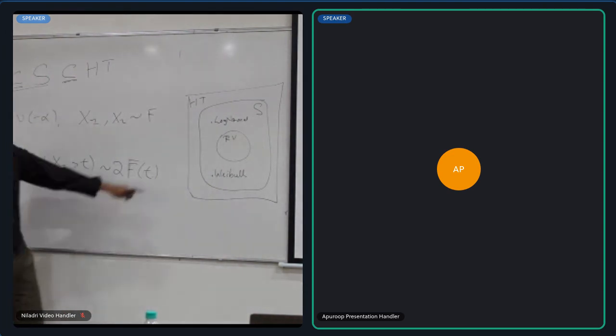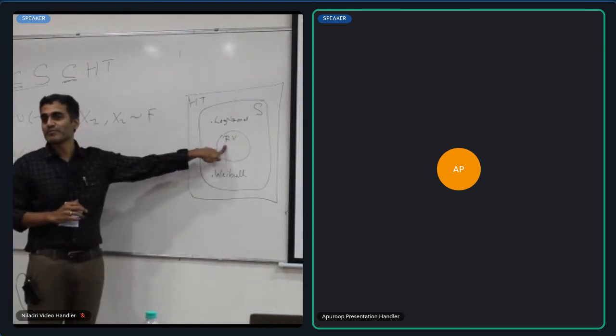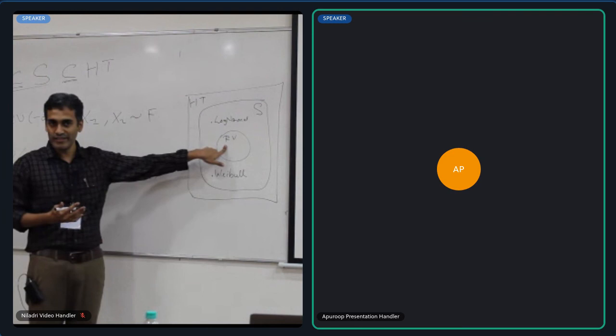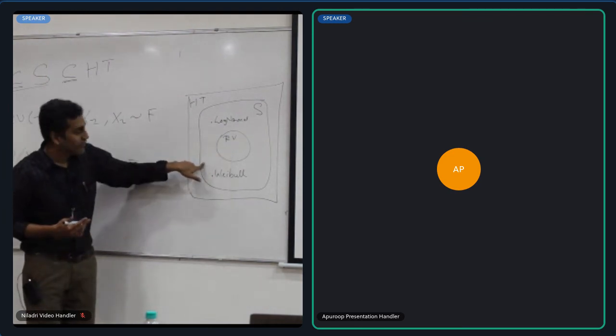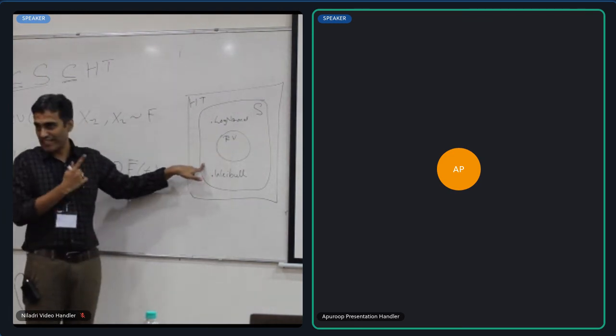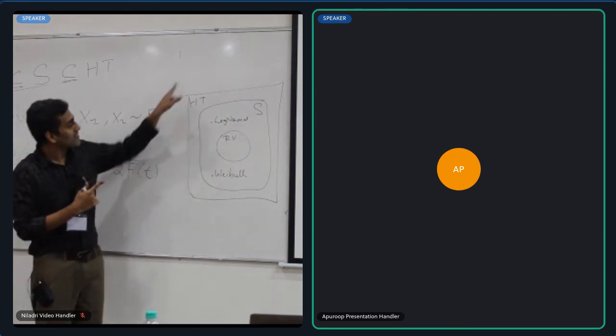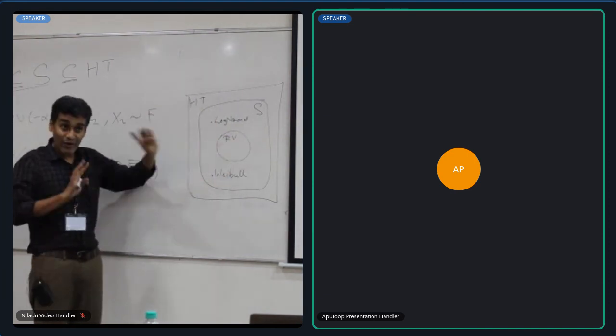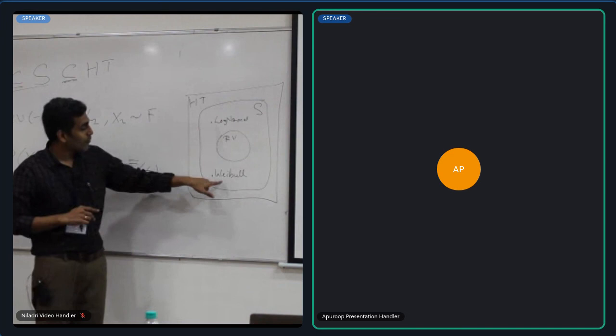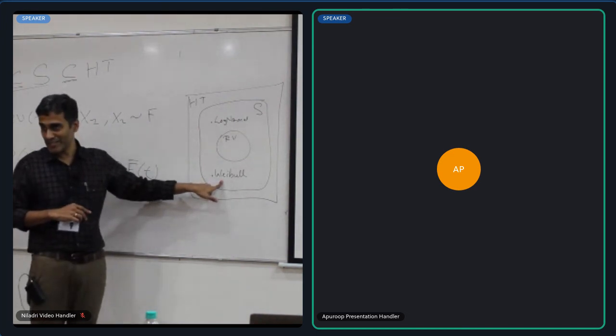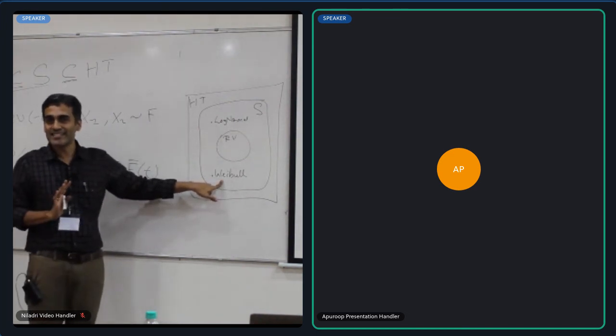Okay, so this inner class satisfies the property of asymptotic scale invariance. This outer class satisfies this catastrophe principle. All of these are subsets of heavy-tailed distributions, right? Now, I have not told you why it is that log-normal and Weibull are in fact sub-exponential. It turns out that's not as easy.